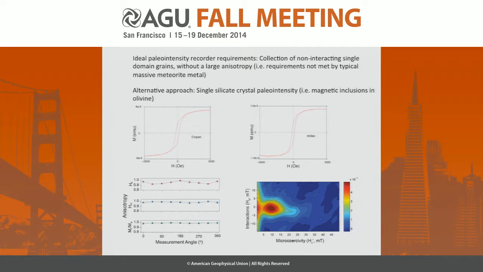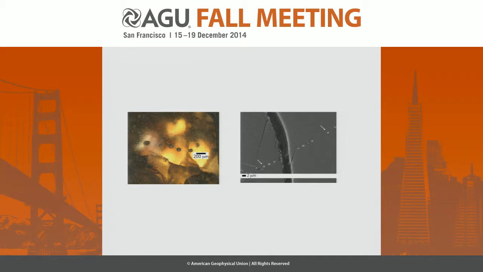These are minute inclusions which have single-domain-like properties. We can see this here in hysteresis plots of Esquel and Imilac main group pallasites. These show little effect from anisotropy and are ideal recorders of the paleomagnetic field. Here we have transmitted light microscopy and scanning electron microscopy of the main group pallasite olivines, and we see these chains of metal inclusions. These range in size from 200 microns down to submicron in length and are iron-nickel sulfide in composition.